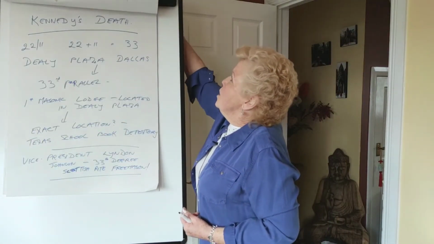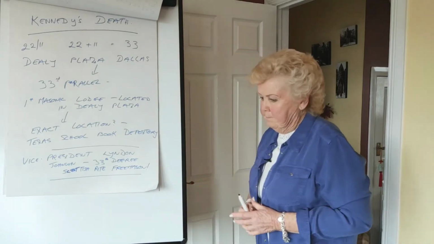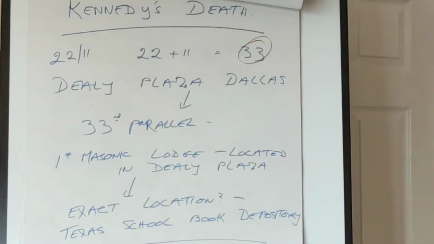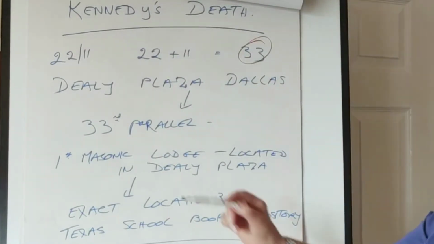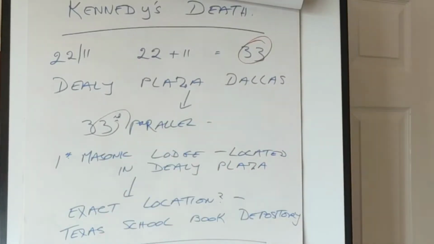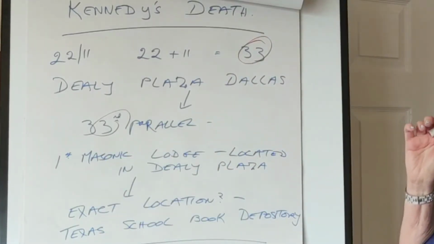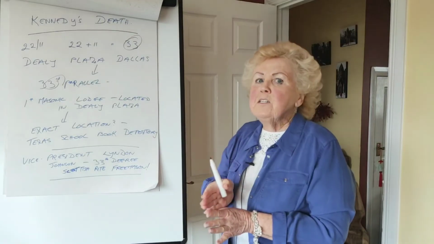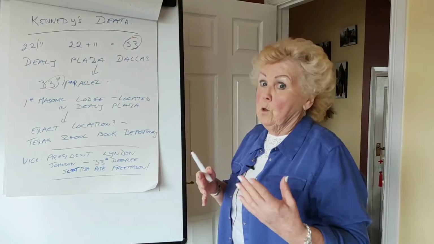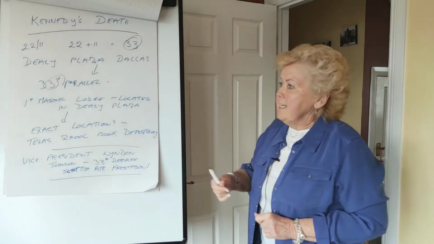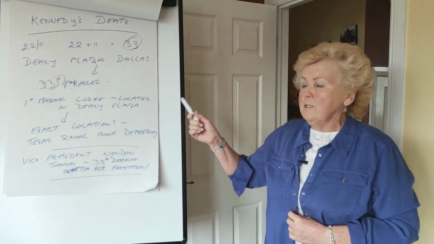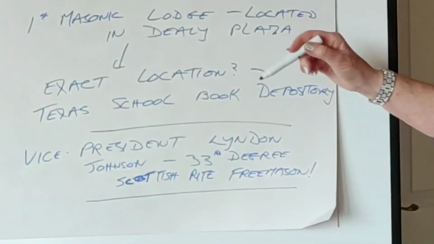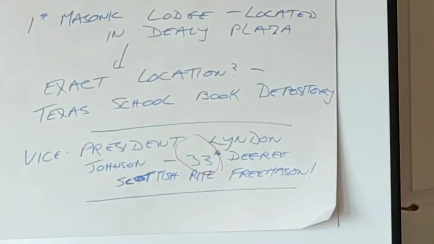Kennedy's death, 33 written all over it. 22nd of the 11th, 22 plus 11, 33. Dealey Plaza, where he was shot, is on the 33rd parallel. And the Texas School Book Depository, from where he was supposed to have been shot in the first conspiracy theory, the Warren Commission, that was the site of the first Masonic Lodge, located exactly on that position. And Vice President Lyndon Johnson, 33rd degree Scottish Freemason.